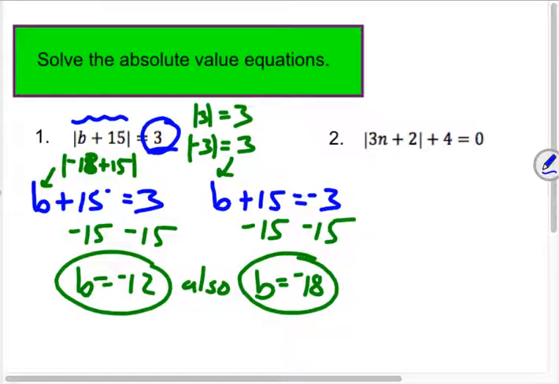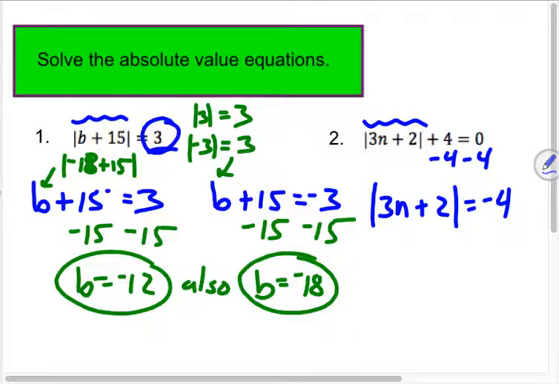This problem over here, isolate your absolute value. So we got to subtract 4 from both sides. When I do that, 3n plus 2, absolute value of that equals negative 4. Okay?